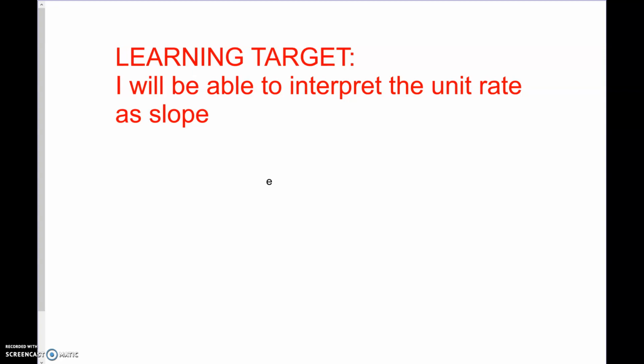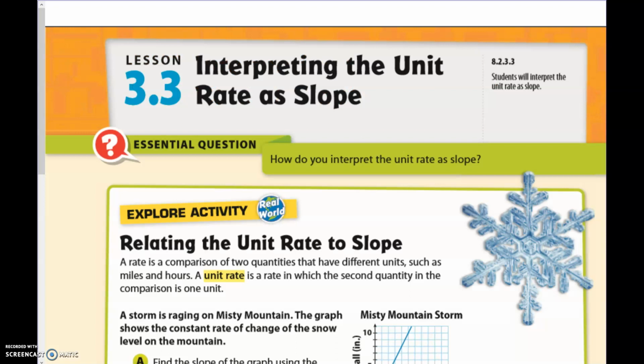So we're working on Module 3, and this is actually Lesson 3. The learning target for today is: I will be able to interpret the unit rate as slope. So Lesson 3.3, interpreting the unit rate as slope.